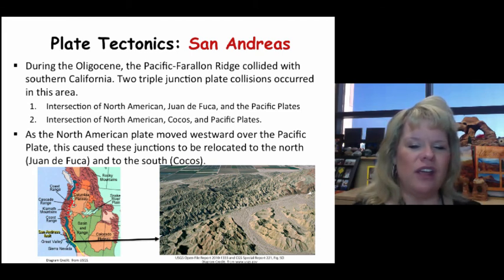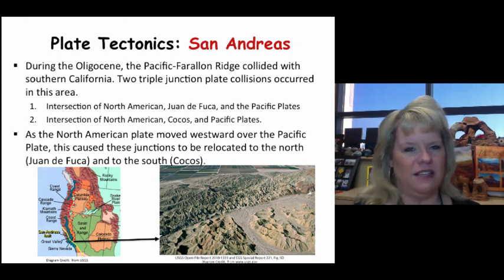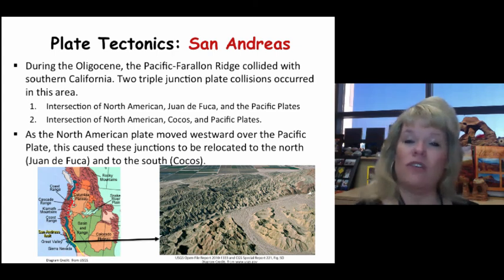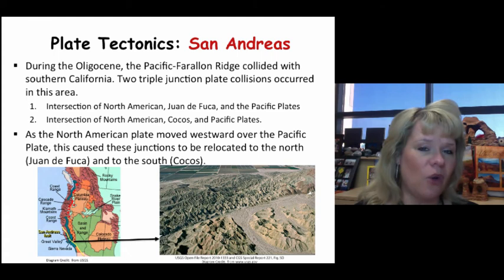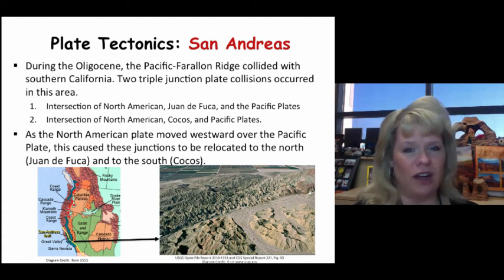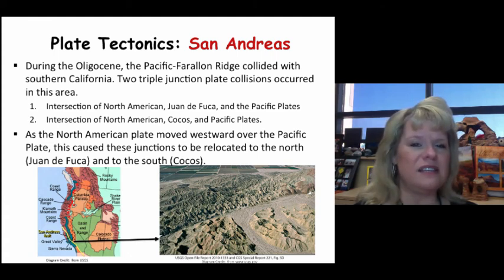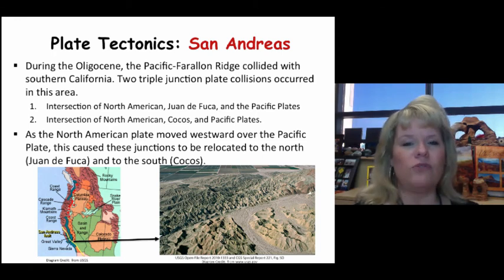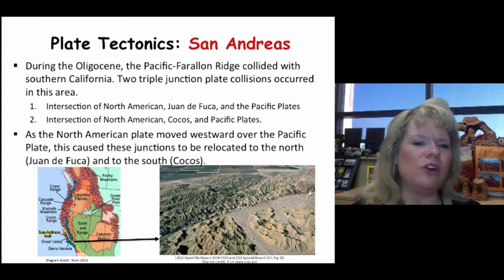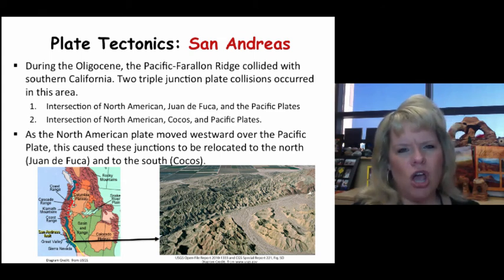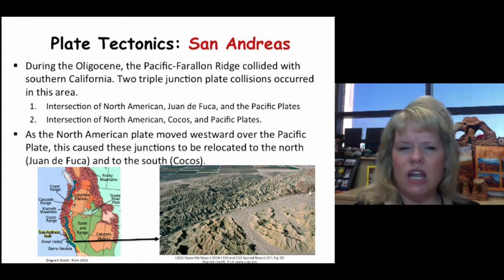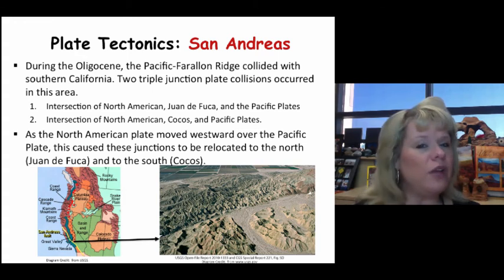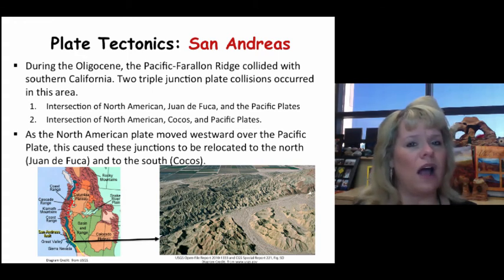So the San Andreas is infamous because it is one of the few faults that we can actually follow at the surface. Most faults are actually subsurface. You can't really see them. It's just an expression at the surface that the Earth is moving beneath it. During the Oligocene, we are going to see the Pacific Farallon Ridge collide with Southern California. So we had a subduction zone there for a while. The San Andreas today has nothing to do with subduction.